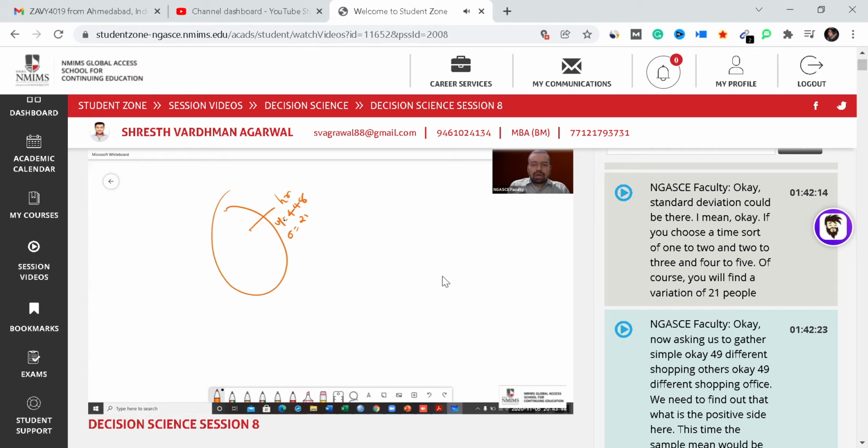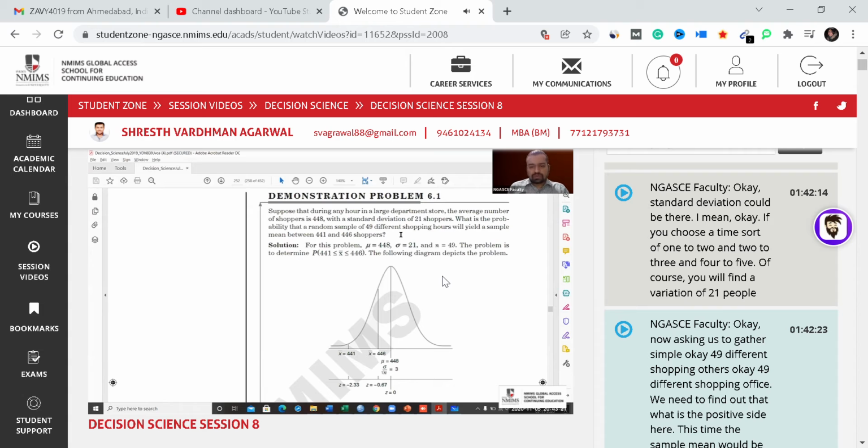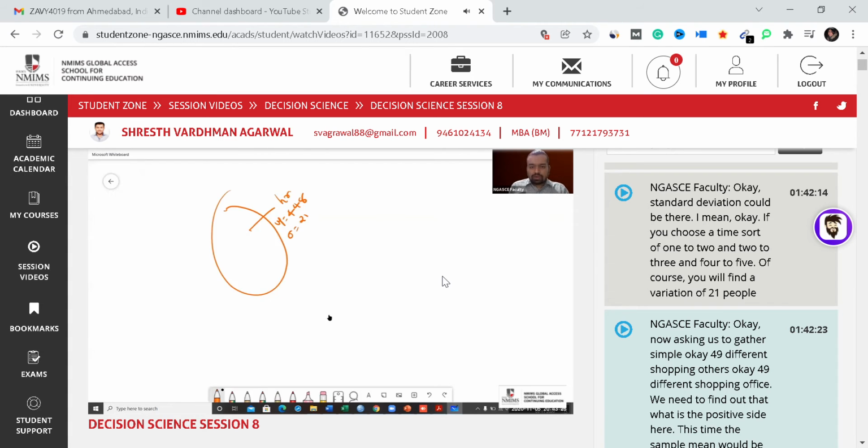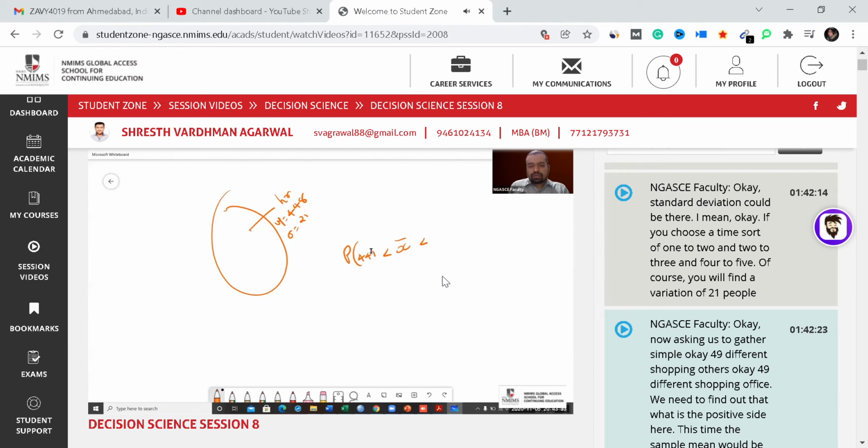Now it is asking us to gather a sample of 49 different shopping hours. We need to find the probability that this time the sample mean would be between 441 and 446.